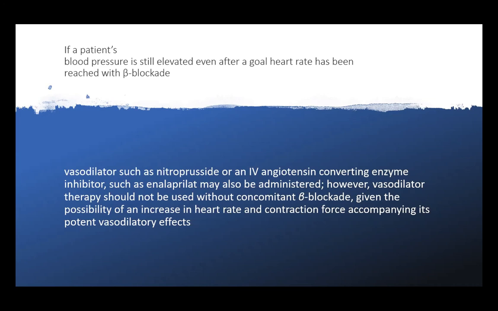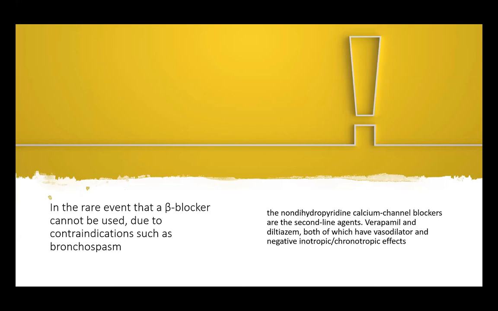However, vasodilator therapy should not be used without concomitant beta blockade, given the possibility of an increase in heart rate and contraction force accompanying its potent vasodilatory effect. In the rare event that a beta blocker cannot be used due to a contraindication such as bronchospasm, the non-dihydropyridine calcium channel blockers are the second-line agents, verapamil and diltiazem, both of which have vasodilator and negative inotropic and chronotropic effects. So they decrease the force of the contraction and they decrease the heart rate.